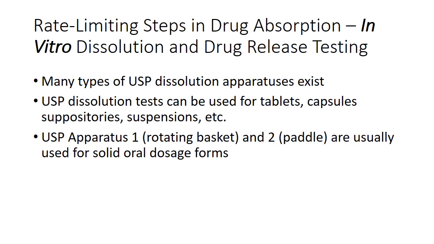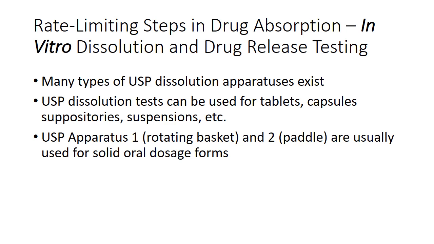So many different types of dissolution apparatuses exist. The USP dissolution test can be used for tablets, capsules, suppositories, suspensions, etc. Anything that you would normally have to wait to dissolve in the body or in the GI tract, there are different tests developed for that are standardized by the United States Pharmacopeia. USP apparatus 1 is a rotating basket. Apparatus 2 is a paddle that's stirring the tablet, or the dosage form. Those are usually used for solid oral dosage forms.